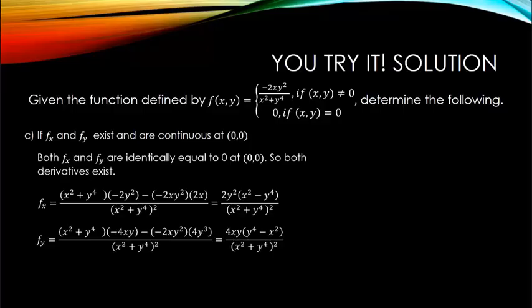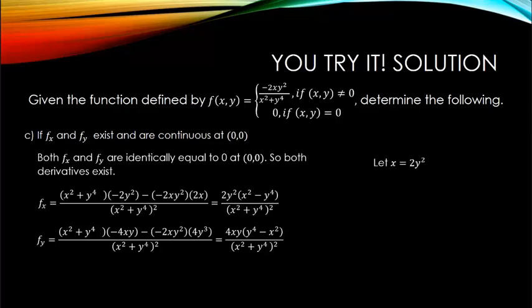My fy, using the quotient rule, is given by the quantity x squared plus y to the fourth times negative 4xy minus negative 2xy squared times 4y cubed, all over the quantity x squared plus y to the fourth squared. This simplifies to 4xy times the quantity y to the fourth minus x squared over the quantity x squared plus y to the fourth squared.